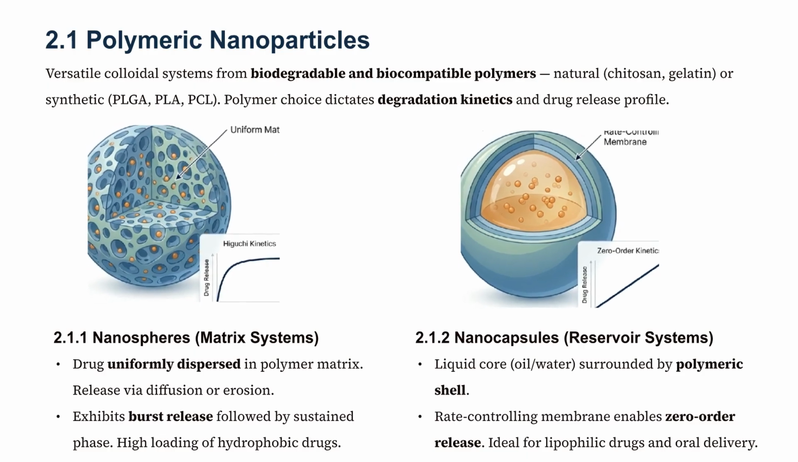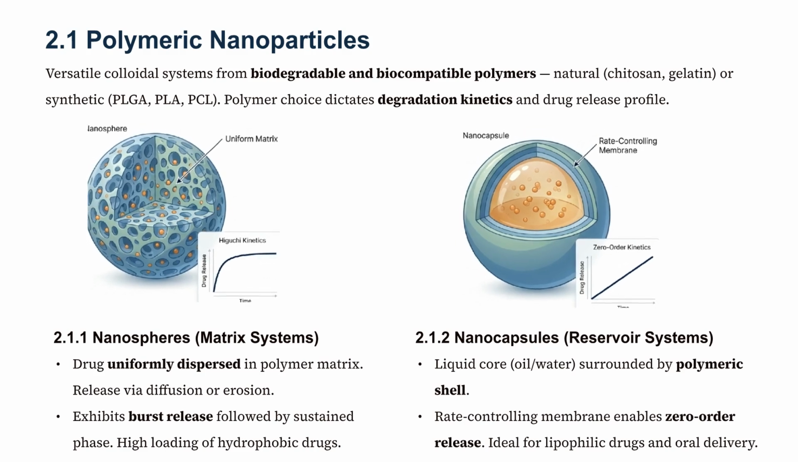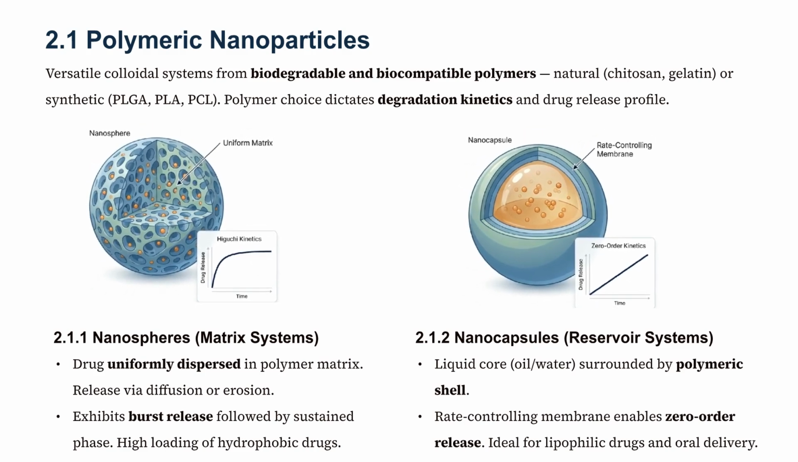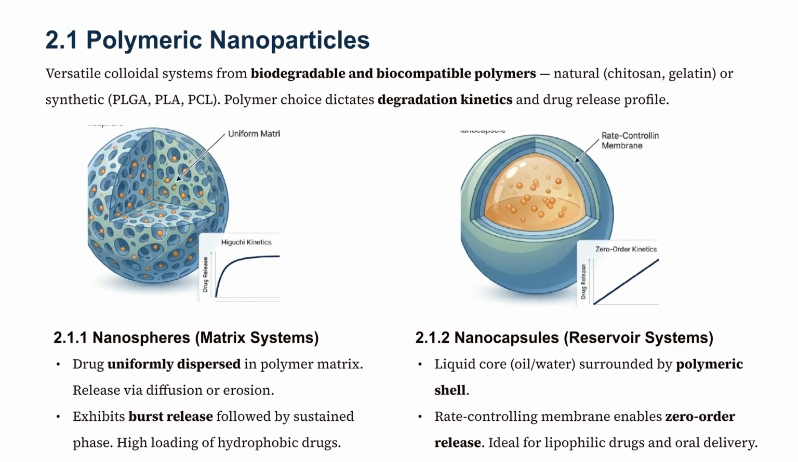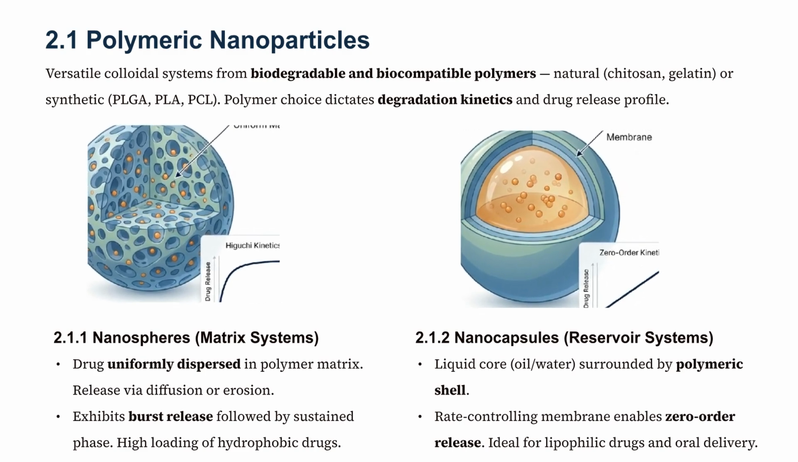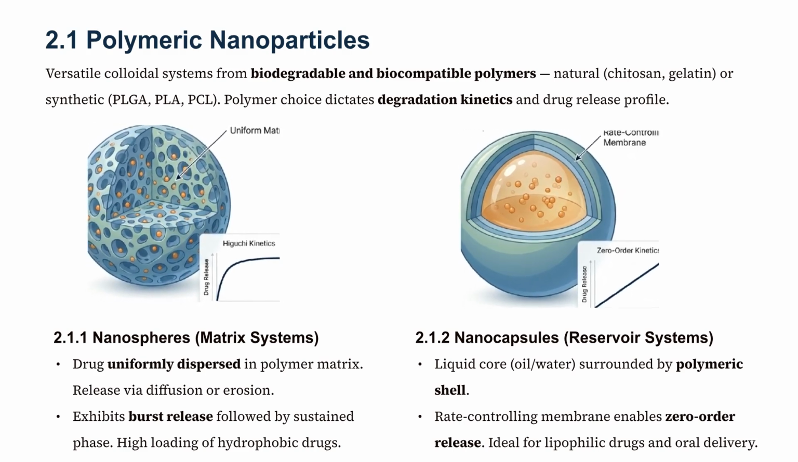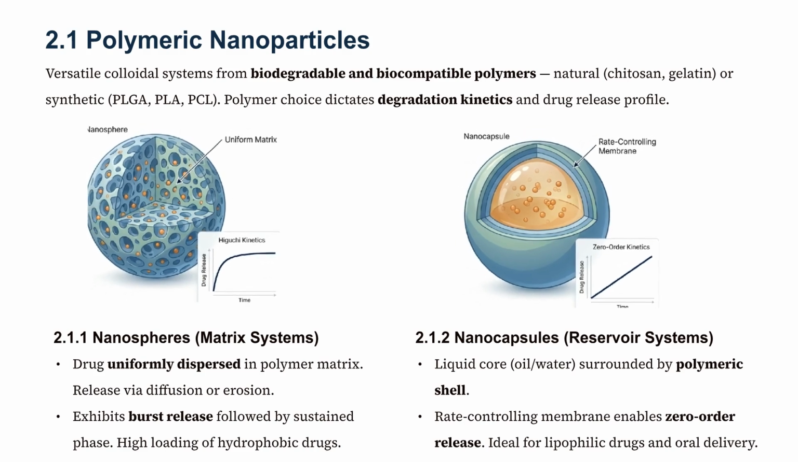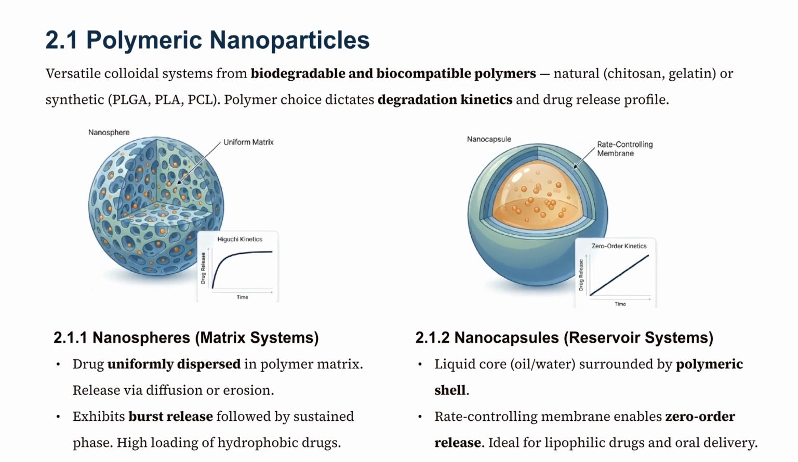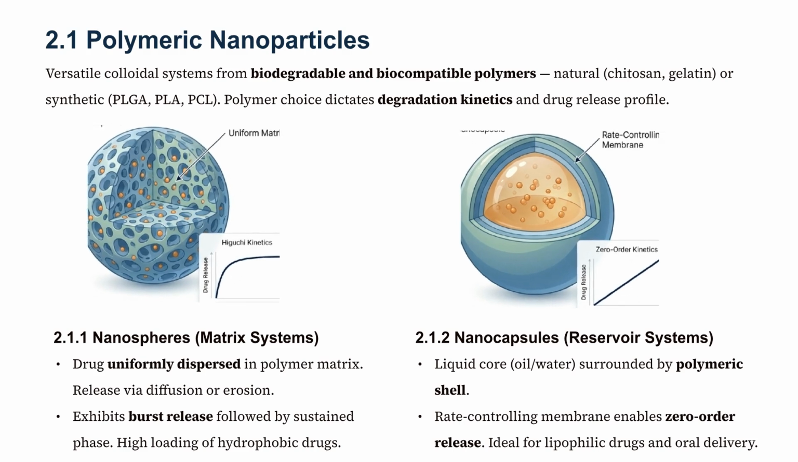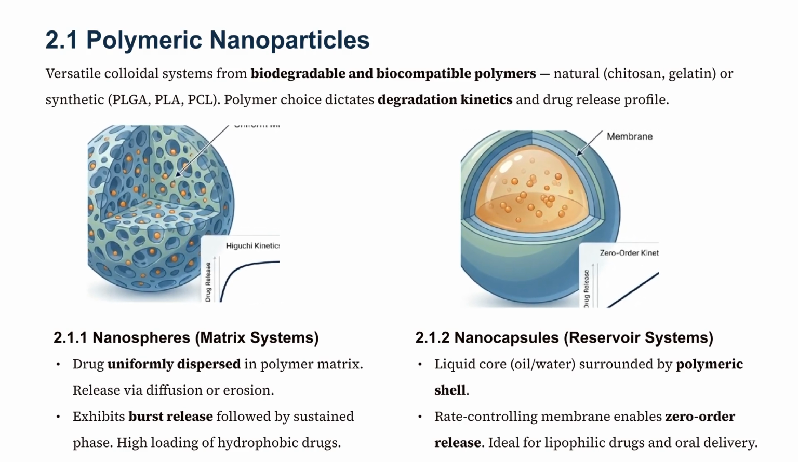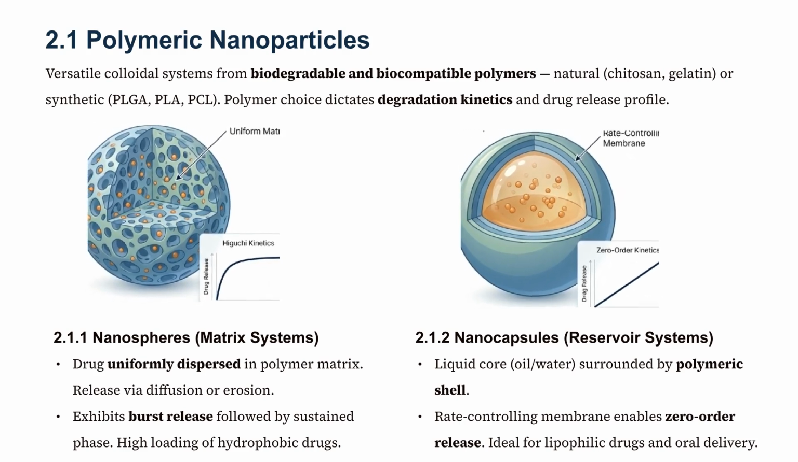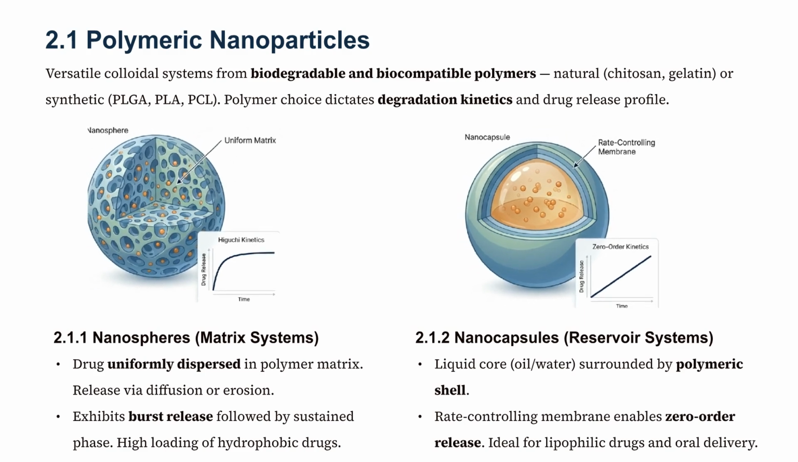Diving into the first major category, polymeric nanoparticles are highly versatile systems made from biocompatible materials. They generally come in two structural forms. First are nanospheres, which are solid matrix systems where the drug is evenly mixed throughout, often leading to an initial burst release. Second are nanocapsules, which act like tiny reservoirs with a liquid core surrounded by a protective shell, allowing for a steady, highly controlled zero-order release of the medication.